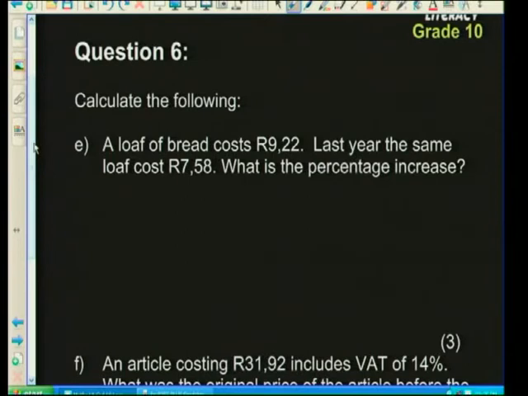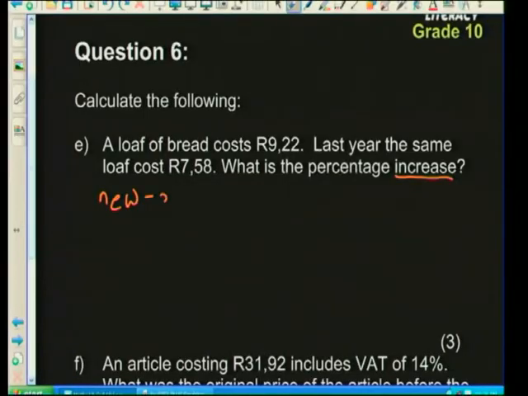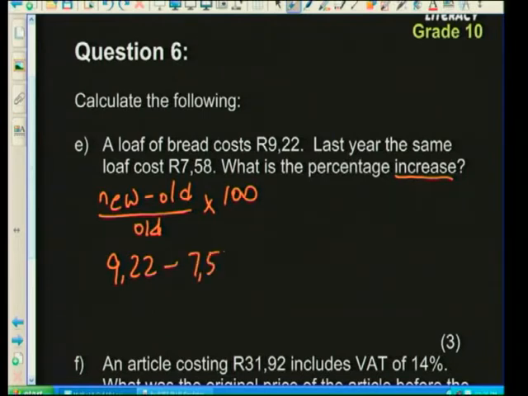A loaf of bread costs 9 Rand 22. There's my bread. Last year, the same loaf cost 7 Rand 58. What is the percentage increase? So I'm looking at the percentage change. So I need my new minus my old divided by my old, and it's a percentage, so I'm going to times by 100. So I'm going to fill in the numbers. I've got 9 Rand 22 is my new amount. Last year it cost 7 Rand 58. Divide by my original amount and times by 100.